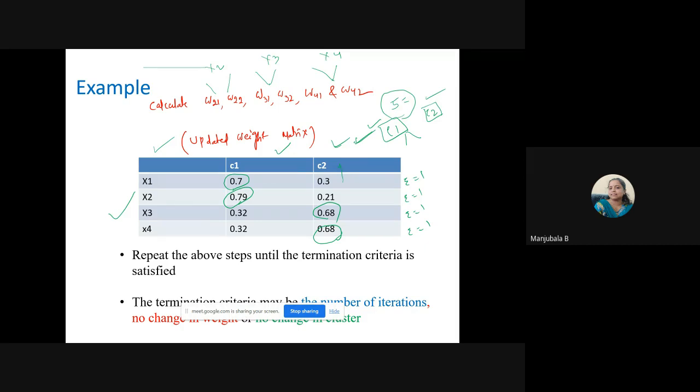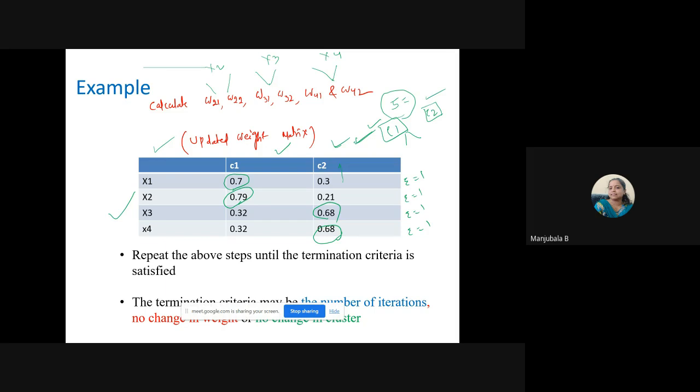If your data points are not well separated, you have to go for soft clustering or fuzzy clustering, and at the end you will get the clustering, that is, which point is coming to which cluster. So these are some of the clustering approaches.